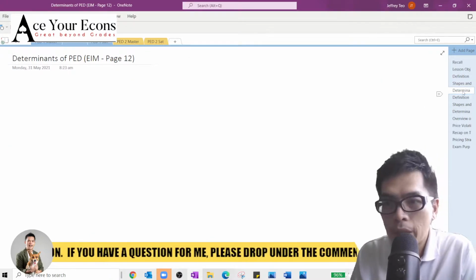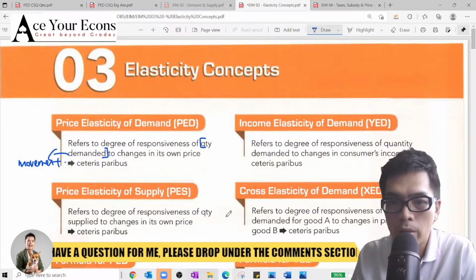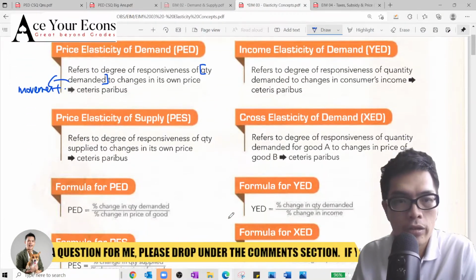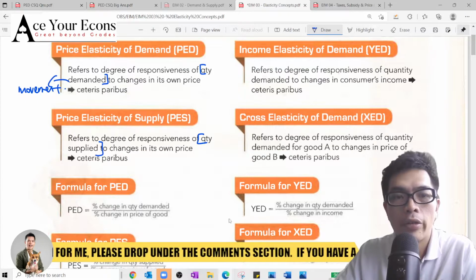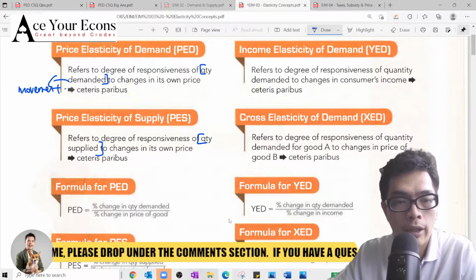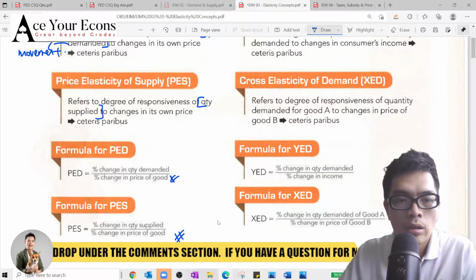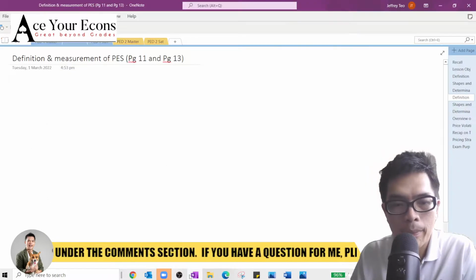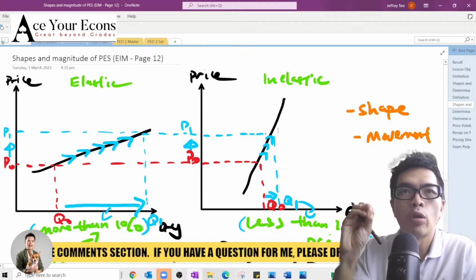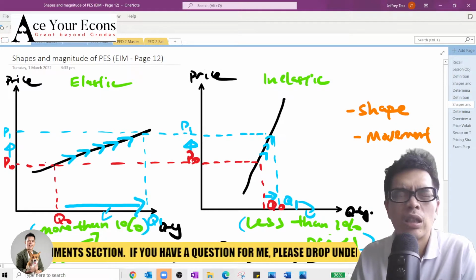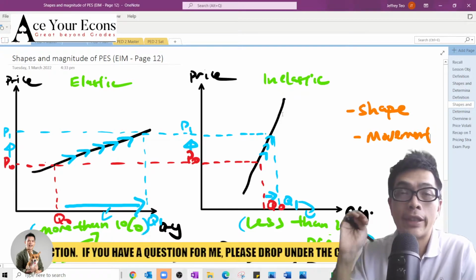Determinants of PED I've covered. Okay, PES. Let's go back to page 11 again. So PES, you are concerned about the quantity supplied in response to changes in its own price, ceteris paribus. And this is the formula. If you have learned PED, PES will come as second nature because the shape and the magnitude follow the concepts of PED. If it is elastic, it will be flat. If it is inelastic, it will be steep.